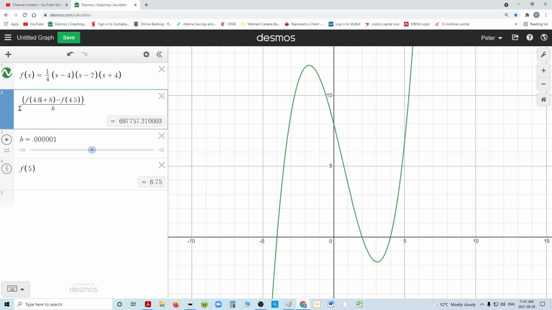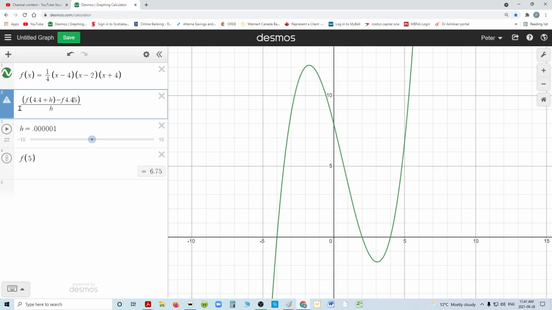Let's see if 4.6 does it. No, too high. So 4.5 is pretty accurate. Let's try 4.4. Yeah, 4.5 is the closest thing.